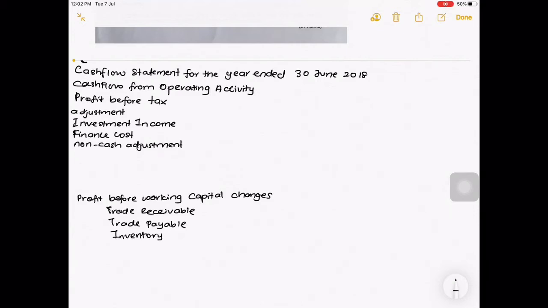Next, we arrive at the cash flow from operation, which is the main flow of cash from the main operation of the business. Afterwards, we consider the interest paid, which you pay for the year, and also the tax paid, which you must pay at the end of the year.